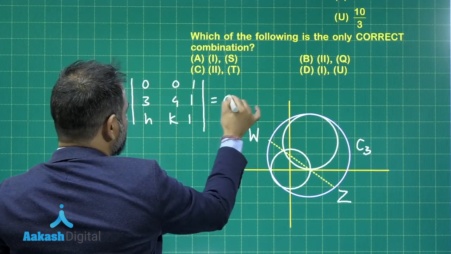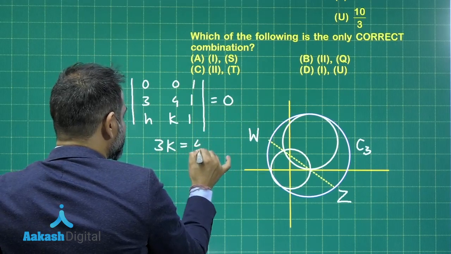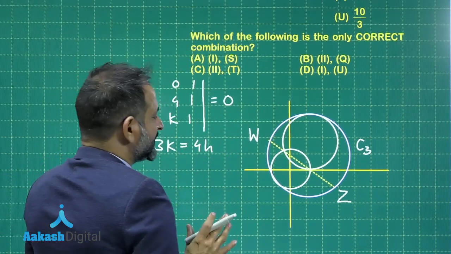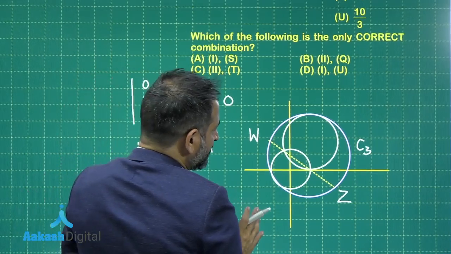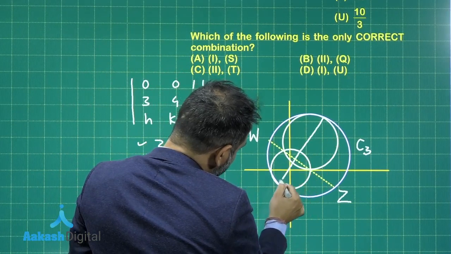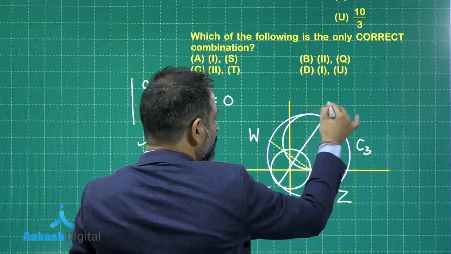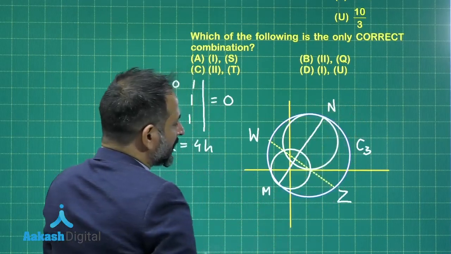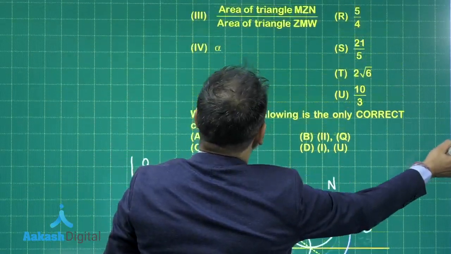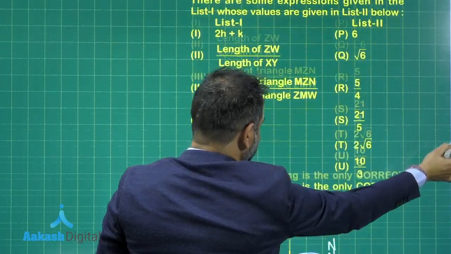So this determinant is equal to 0. This will give you the first condition, 3k is equal to 4h. Now let us move ahead. You can see here if the centers are collinear, then definitely this is going to become the diameter. Let us say this is MN and this is going to become a diameter. So you can clearly see from here the radius of the first circle which is given to us. The first circle has radius 3 and the second has 4.